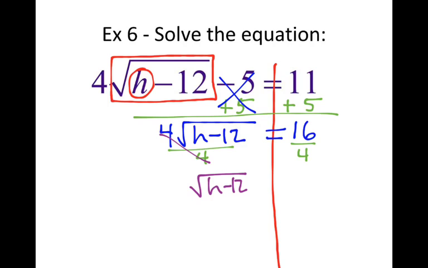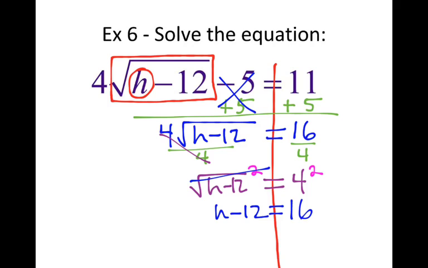Okay, we've got the square root of h minus 12, and on the right side? 4. All right, now everything outside the square root is gone, so what can we do now? We need to get rid of the square root, so we're going to square it. So we're going to put our square on both sides. Remember, the square goes up and to the right. When we simplify this one, the square and the square root cancel, leaving h minus 12. And on the right side, 4 squared is 16.